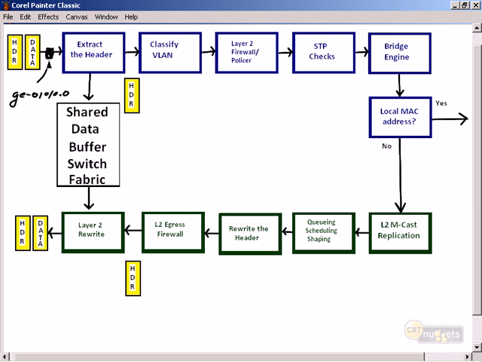So we have this packet or frame coming into this interface. What's going to happen? Well, this Ethernet frame is going to come in here, and it's going to go through the header extraction phase, where we're going to strip away the header. So here is the header being stripped away, right here. The original data packet, basically everything that's layer 3 through 7, is going to go into this shared data buffer switch fabric.